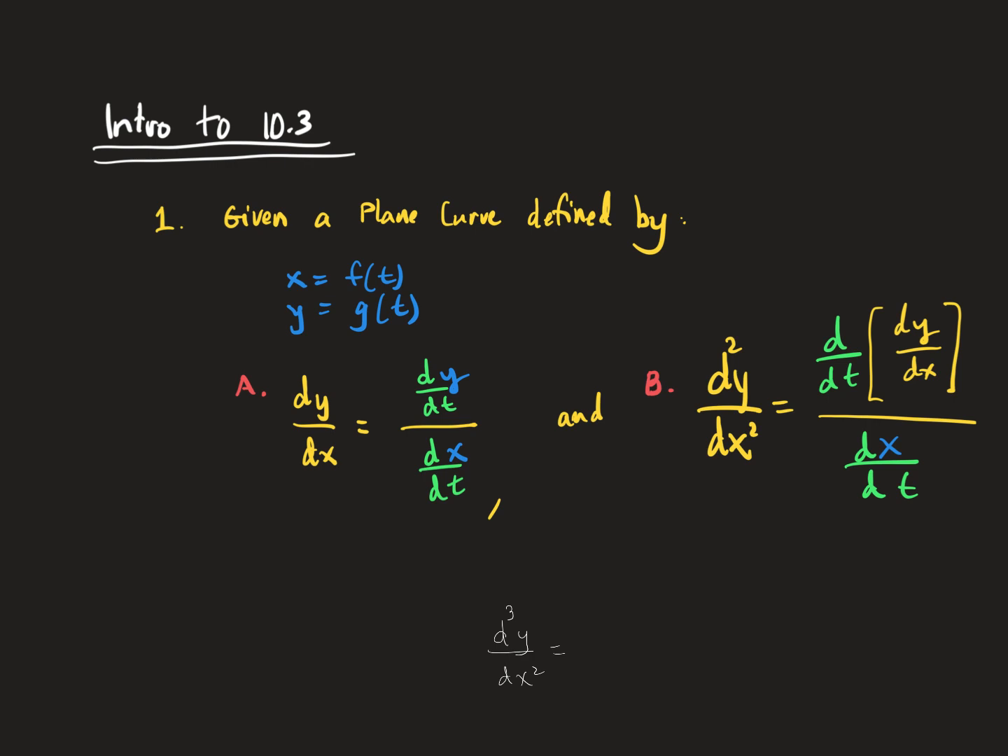We could extend this idea to find the third derivative of our plane curve by saying the derivative with respect to t of the second derivative over dx dt, and onward.